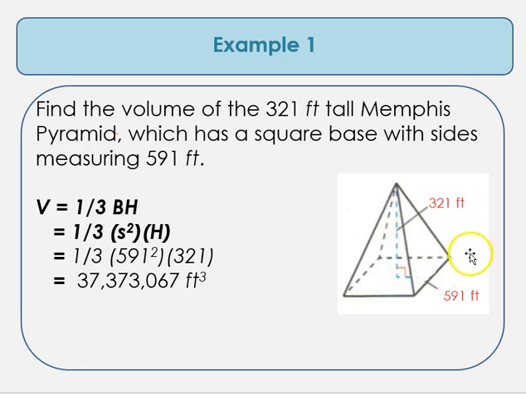So let's look at an example. Here is a pyramid. We have a height of 321 feet and a side length of 591 feet. Here's our formula, and 1/3 base times height can be derived into a more specific formula. This is a square base, so we can say 1/3 side squared times the height. That'd be 1/3 times 591 squared times 321, and the total volume would be 37,373,067 feet cubed.